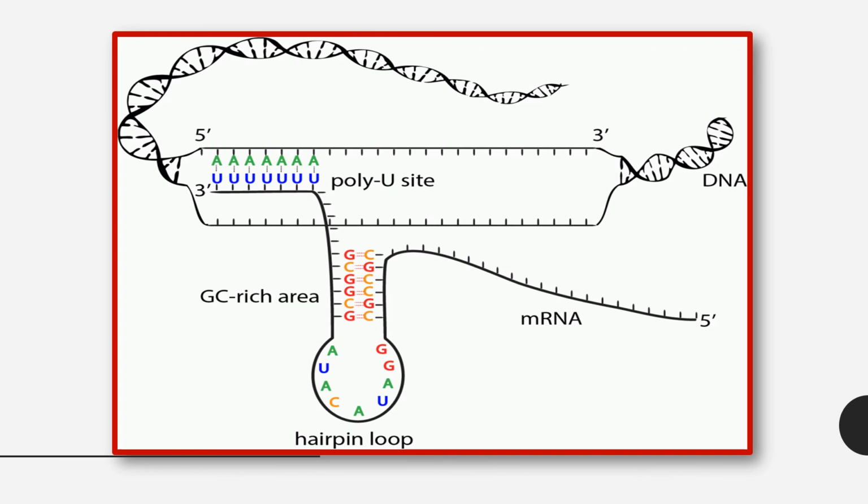Now in the DNA, GC base pairs are present between the template and the coding strand. If guanine and cytosine nucleotides are there at the template strand, then according to that, in the messenger RNA, GC base pairs will form a GC hairpin. This is a loop-like structure which is formed in the messenger RNA. This is called GC hairpin or GC loop.